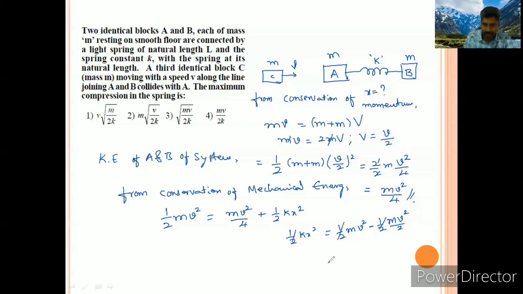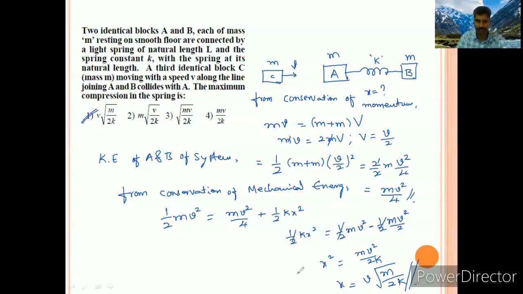Now, what we can get here means x square is equal to, 2 means only mv square by 2 is there. Now k will come here. Now x is equal to what we can get here? So here v will come outside the root, v under root of m by 2k, we will get as the answer. Which option? This is the first option.